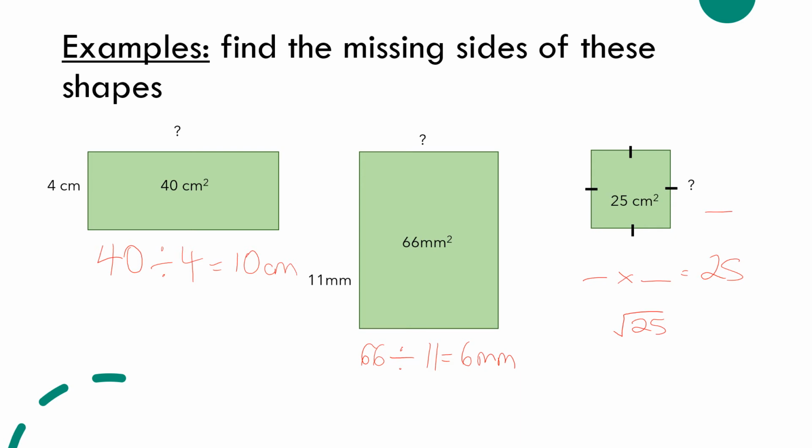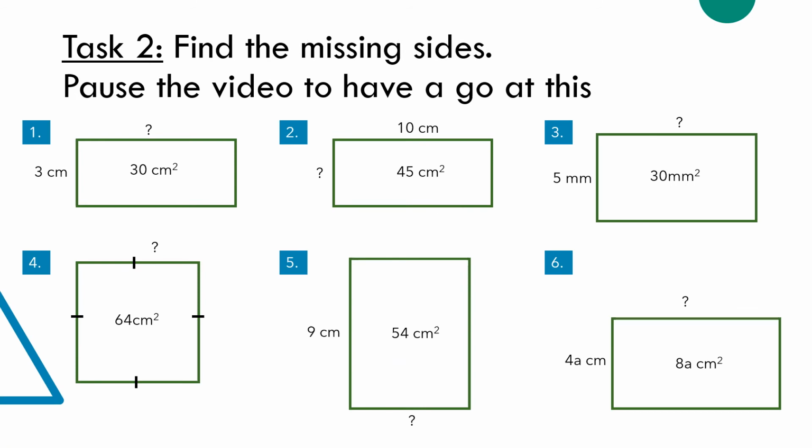It would be something squared equals 25. To undo that process, we're going to use this square root. So square root of 25 means what times itself is 25? The answer is 5. So 5 times 5 is 25, or 5 squared is 25. Therefore, the side lengths are 5. Pause the video if you need a bit longer to copy these down. Otherwise, on to the next task.